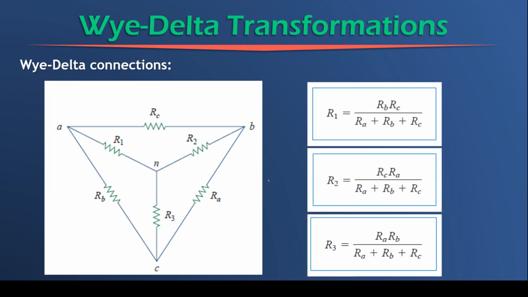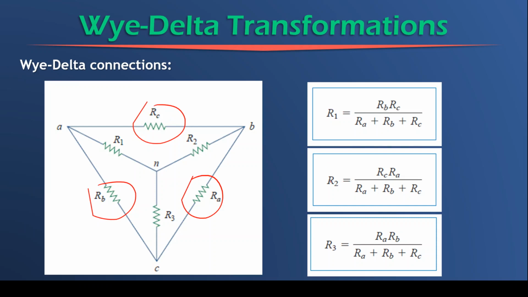If we now consider the delta to Y conversion, we see in the equation that R1 is RB RC over RA plus RB plus RC. Further to this, we see that the numerator differs for R2 and R3, but the denominator remains the same. So we can then pick up from that that we can always determine the equation by saying R1 sits at this point, RB and RC are adjacent to R1. So we will always say it's the adjacent resistances over the sum of all resistances.